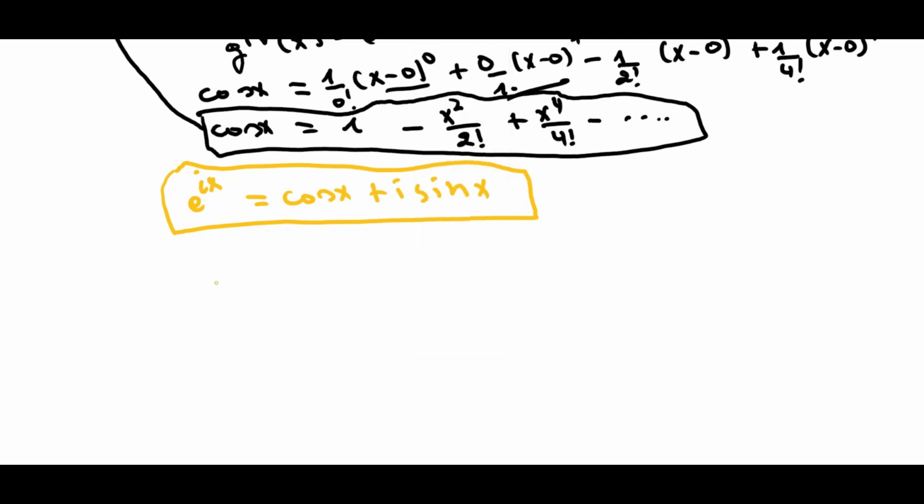From this Euler formula, we have e power i x. What if we take x to be equal to pi? If x is equal to pi, we have e power i pi equal to cosine of x, and x is pi, then cosine of pi, plus i sine of x, and x is pi, then sine of pi. Do you see?